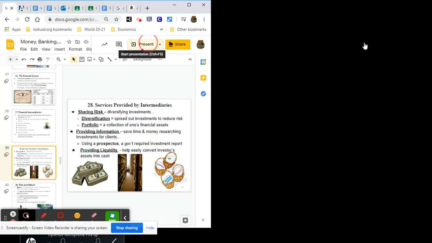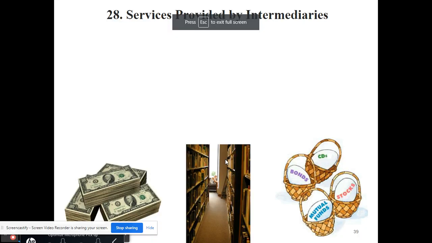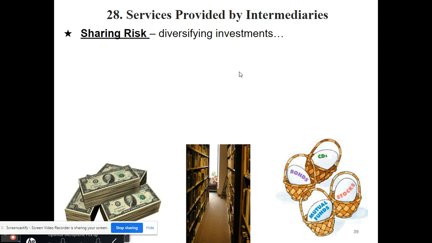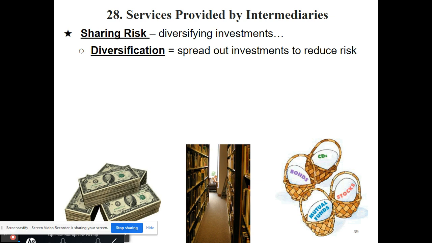All right, let's look at this, make sure we didn't miss anything. Sharing risk. So the intermediaries help the sharing of the risk, diversifying investments. When you diversify, you could have some risky elements in your portfolio and some conservative elements in your portfolio, like the CDs and the bonds, which tend to be less risky. Mutual funds a little bit more risk, and stocks the riskiest. But then also stocks the most profit, mutual funds probably the second, etc.